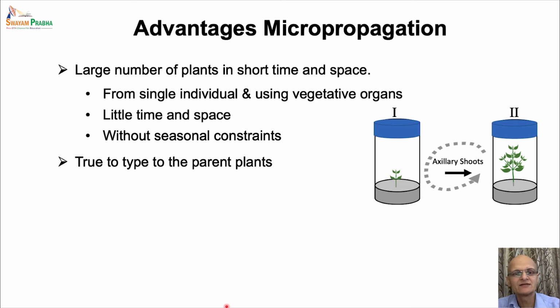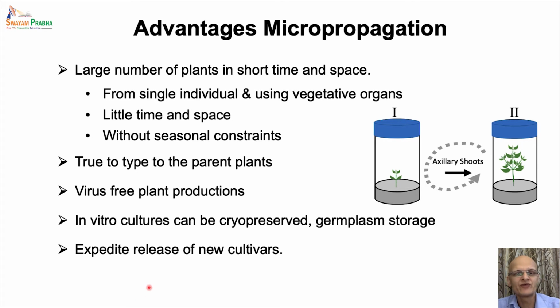Next is the production of virus-free plants. The apical meristem culture or the shoot tip culture can be used for the production of virus-free plants even when all the stalks are infected with the viruses. In vitro cultures can be cryopreserved and hence can be very helpful for germplasm storage.